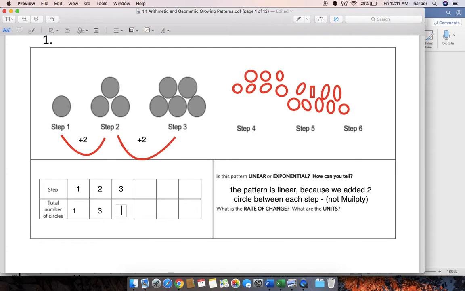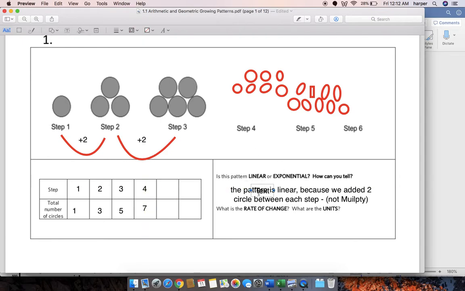Oh, hopefully you guys caught that. It's actually 5. Okay. Let's do this one. We're on step 4. We said that it would be add 2, which is 7. So let's pop that in there.